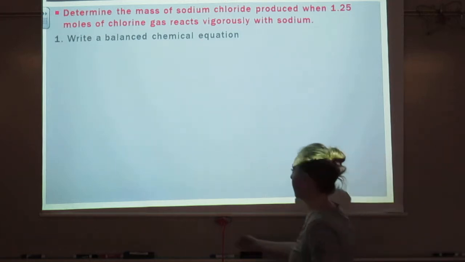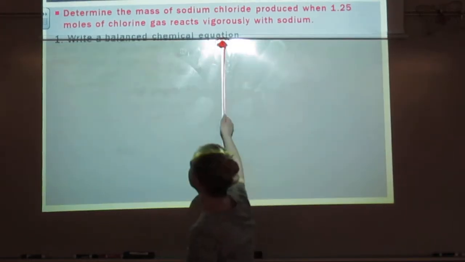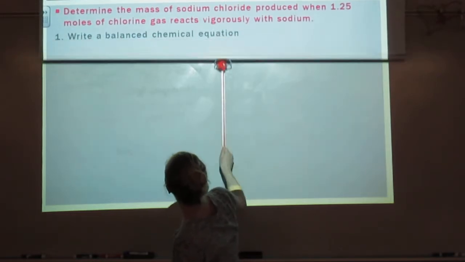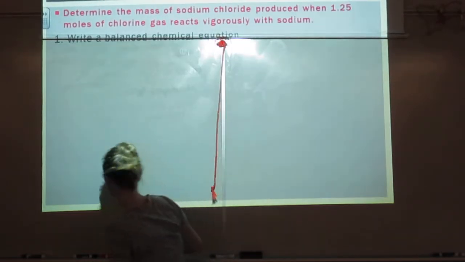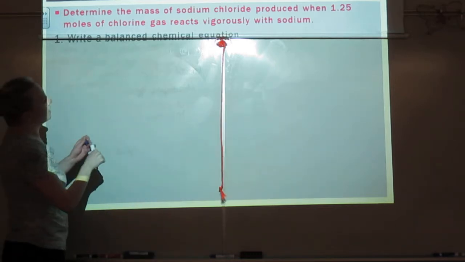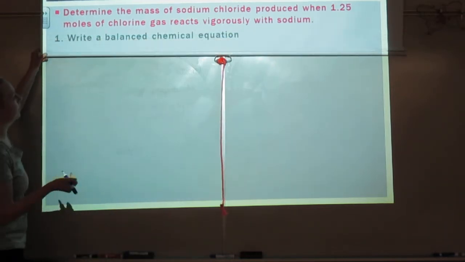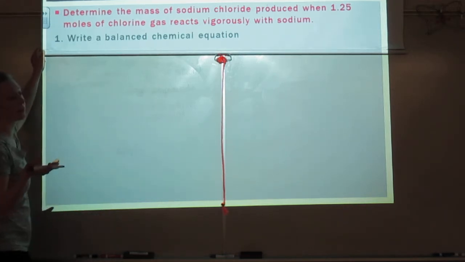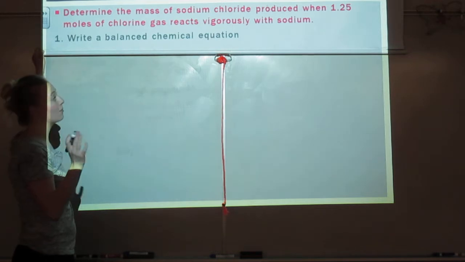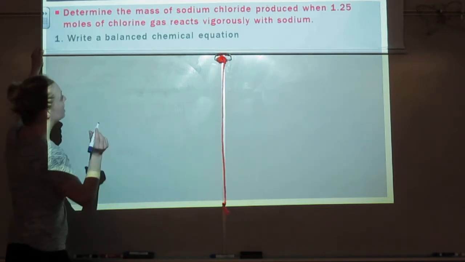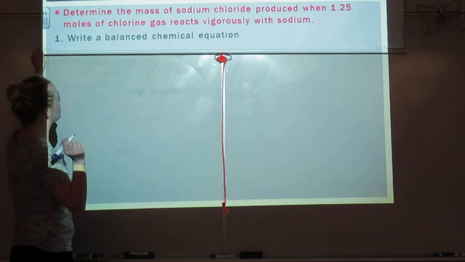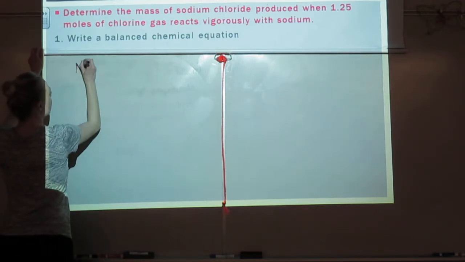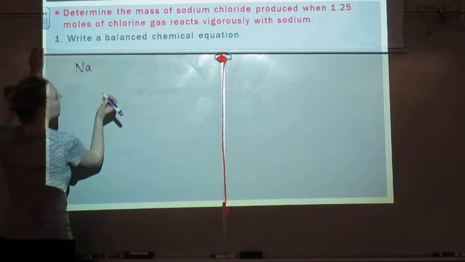I'm going to pop this screen up so that I can show you how to write the balanced equation for this. I know you can't see it very well, but here I can pull it down while I'm writing. Determine the mass of sodium chloride produced. So I know that that's going to be in the products because it's specifically telling me that it's the sodium chloride produced when you have 1.25 moles of chlorine gas reacting with sodium. So I'll start out with my sodium. You can start with your chlorine, doesn't matter.